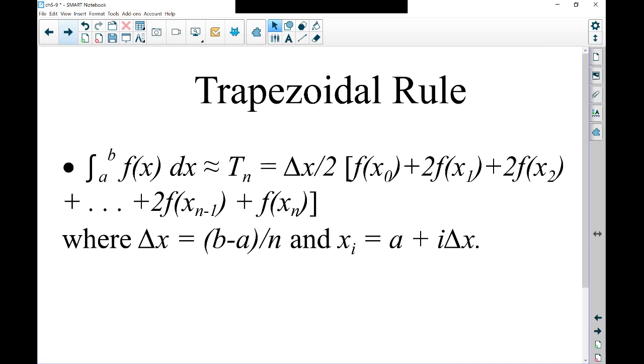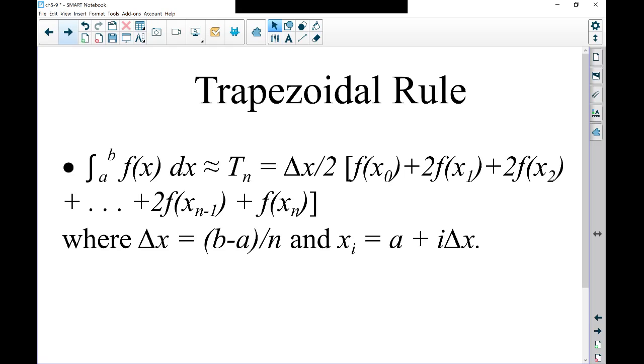But the trapezoidal rule, you take delta x divided by 2 times f of x sub 0 plus 2 times f of x sub 1 plus 2 times f of x sub 2, all the way out 2 times f of x sub n minus 1, so your second to last x value, and then plus f of x sub n.